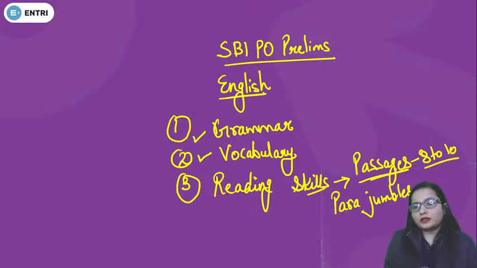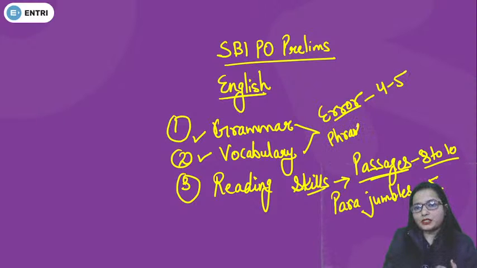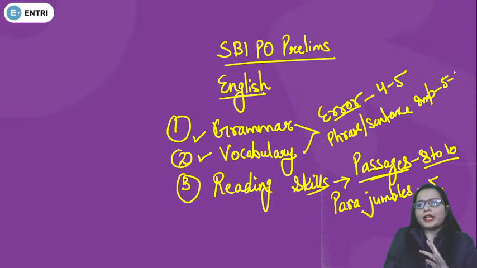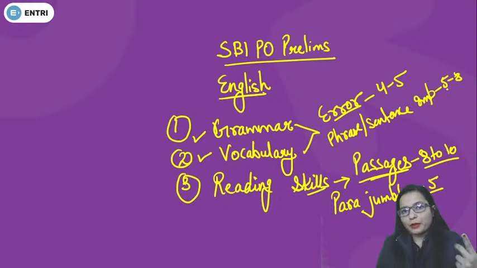On this topic you will see 5 questions. If you talk about grammar and vocabulary, you will have error detection questions, where you can see 4 to 5 questions. Then you have phrase replacement and sentence improvement questions, again 5 to 8 or 8 to 9 questions from this section. In such a way, the question paper is very much based on these three sections, that are grammar, vocabulary, and reading skills.